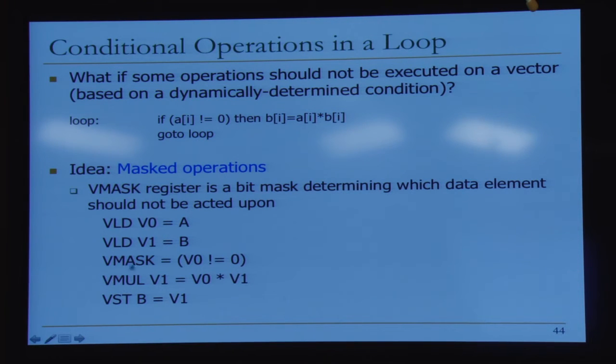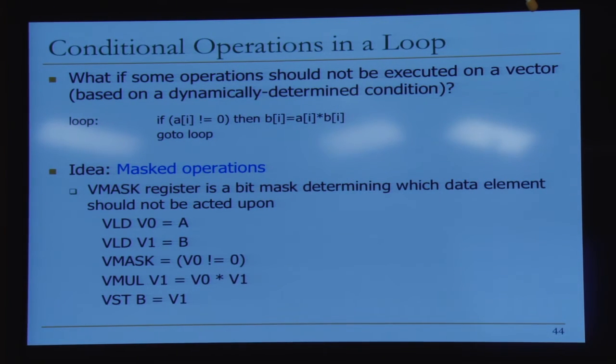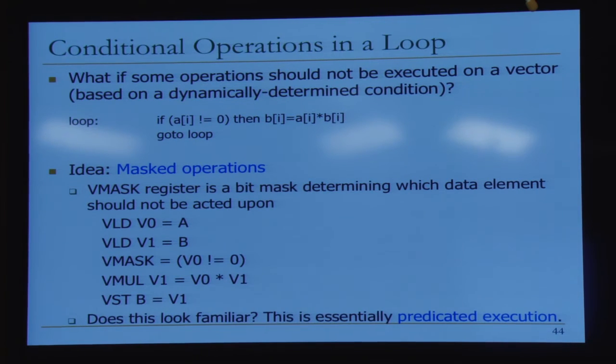What it does is it takes into account this mask. If the mask is 0, that element is not written. If the mask is 1, this operation writes this element. Make sense? Basically, it's a conditional operation. It's predicated execution, right? We've seen this before. And in fact, predicated execution was first developed for vector machines.